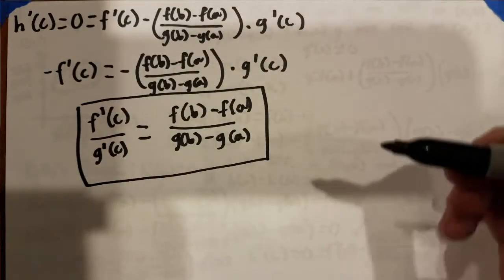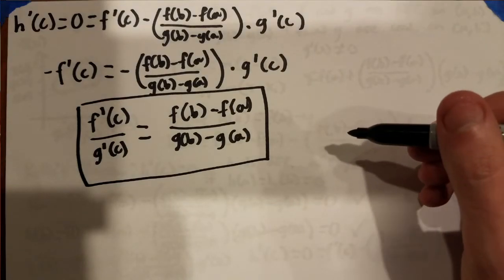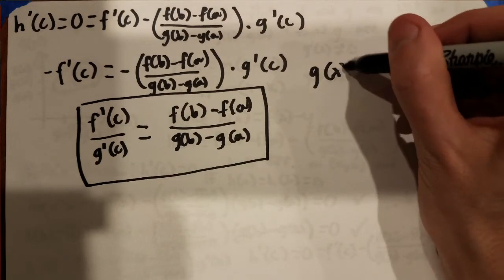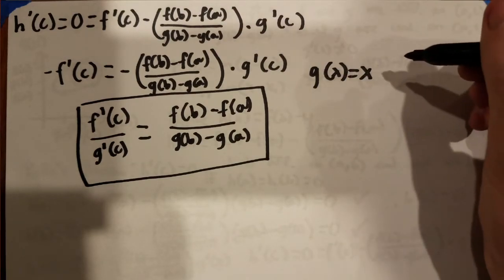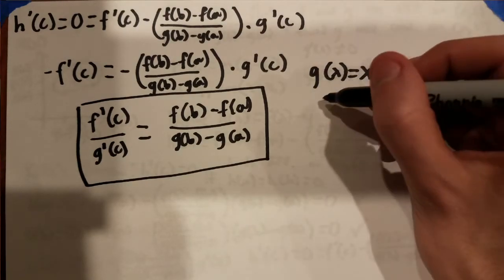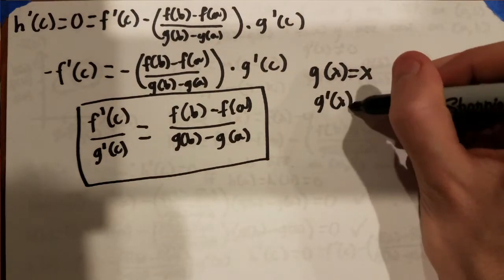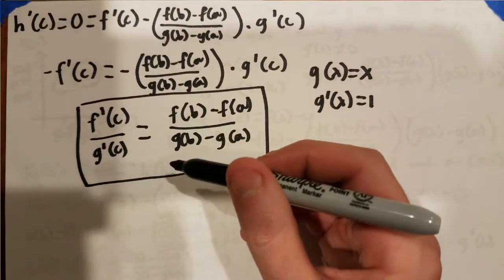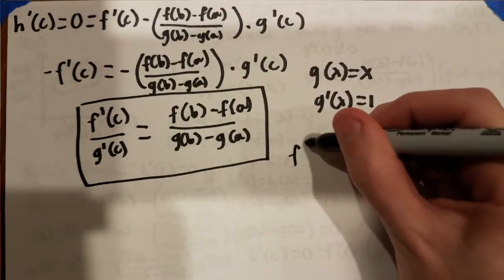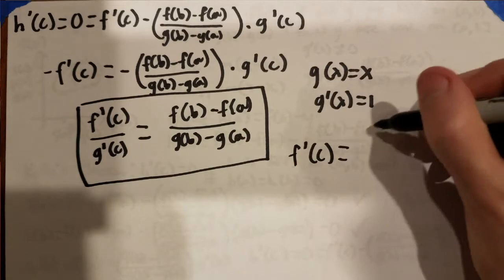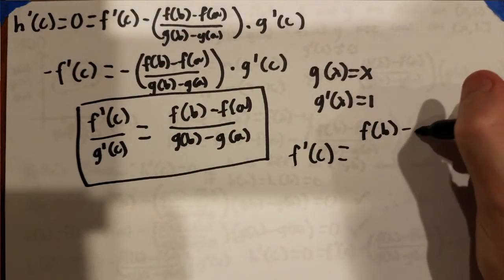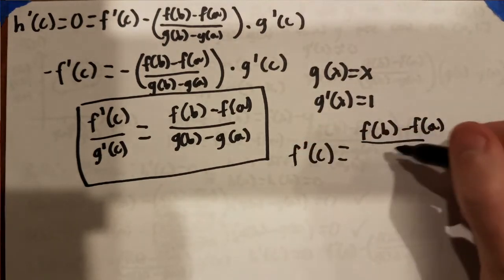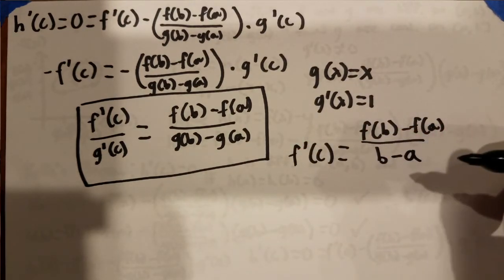One last thing that's kind of interesting to note is that this is the general mean value theorem, and if we plug in the specific case where g of x is equal to x, we'll get our regular mean value theorem, because this is going to mean that g prime of x is equal to 1. So f prime of c over g prime of c is just going to be f prime of c, because the denominator is 1. F of b and f of a are going to stay the same, and because g of x equals x, the denominator is just going to turn into b minus a.